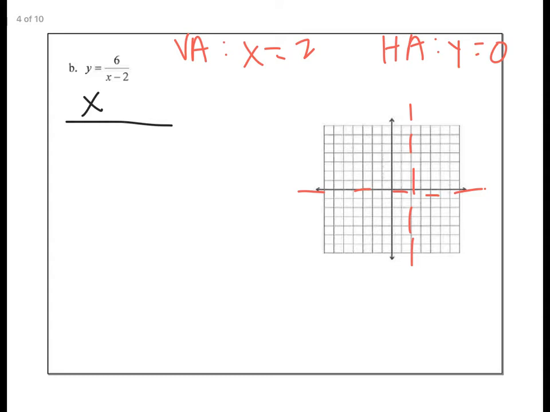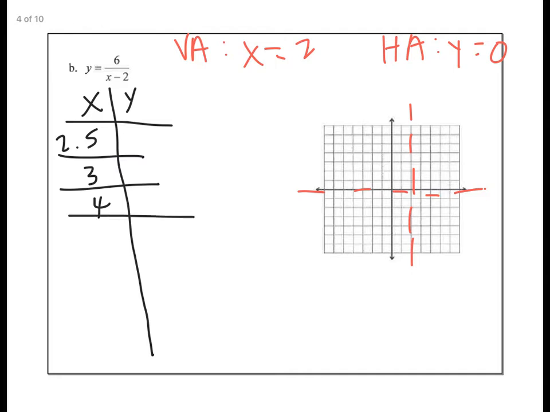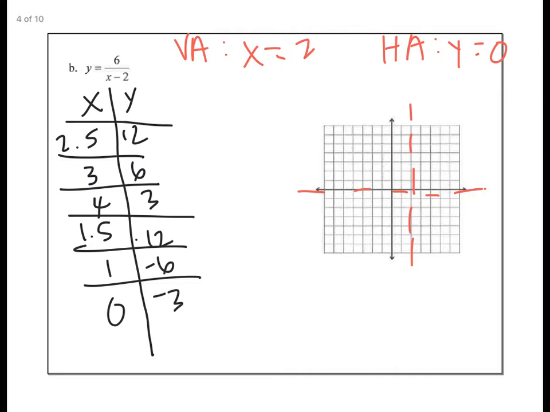Then I did my table. I'm not going to go through plugging in every single x value because this would get really long, but here's what I picked for x: 2.5, 3, and 4. Those are to the right of my asymptote, and I got 12, 6, and 3. If you didn't get the same things as me and you used the same x values, maybe pause this and check your work. And then I used 1.5, 1, and 0, and those are 3 points to the left of my vertical asymptote. And I got negative 12, negative 6, and negative 3.